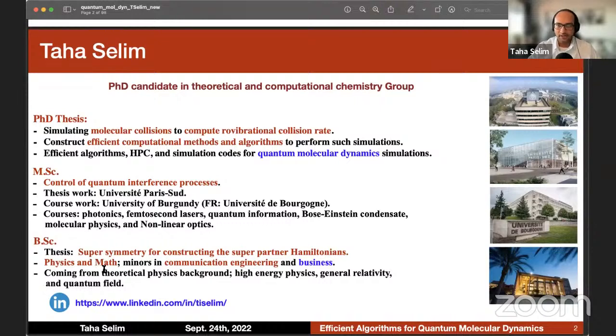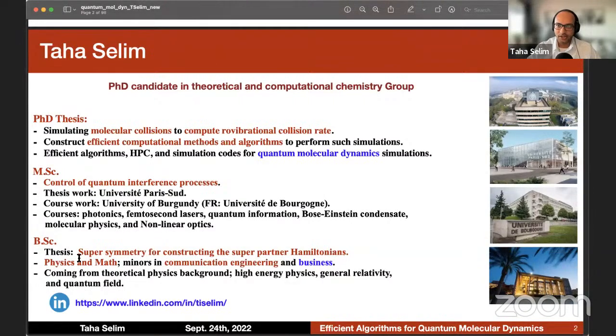My bachelor's was in theoretical physics, and I'm from a high energy physics background, so I did heavy study in high energy physics, quantum field theory, and general relativity. And before that, I completed 2 years of engineering study in signal processing and electronics and communication engineering. And I have a minor degree in business.